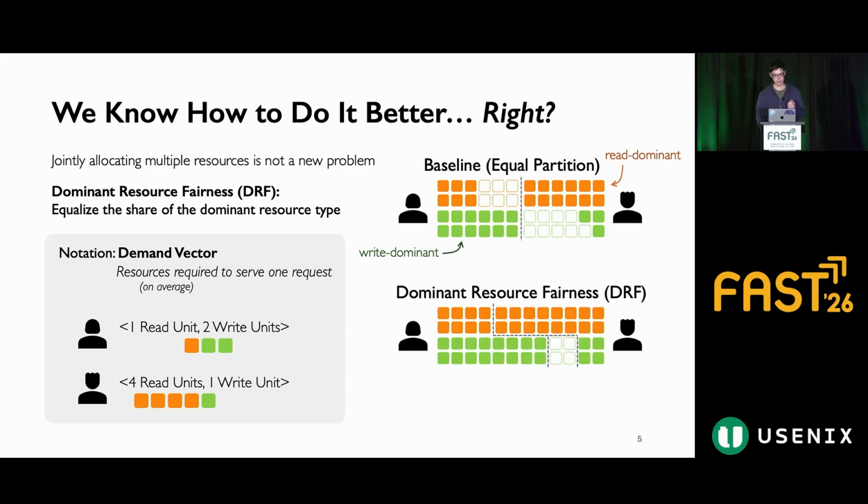So with DRF, we see a much higher utilization. So in this case, Alice gets 2/3 of total write units, and Bob gets 2/3 of read units. So eventually, both achieve 33% higher throughput. But so are we done? Unfortunately, no.